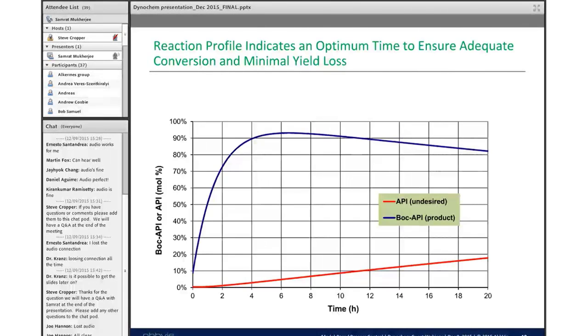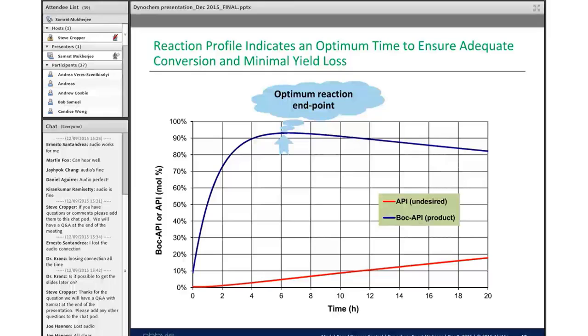So if I just take the Dynochem model, I can simulate a reaction profile for a given set of input conditions. Now what you see on the screen is a simulation of a reaction profile where the BOK API was about 10% to start with, and as you would expect over time, the product level keeps going up and sort of maximizes before it starts coming down as more of the API byproduct is formed, and the red trace for the API keeps building up.